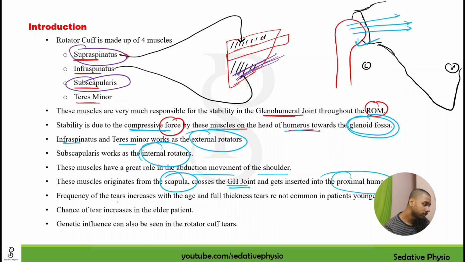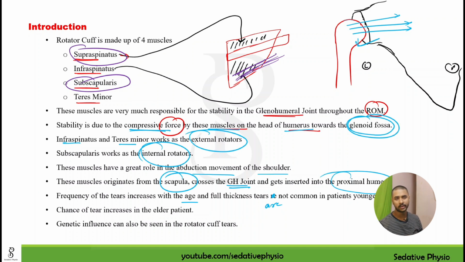Now, frequency of the tears. These were the basic points about the anatomy and the biomechanics of the rotator cuff muscles. Now, coming towards the injury, the frequency of tears increases with age, and full thickness tears are not common in patients younger than 40 years.